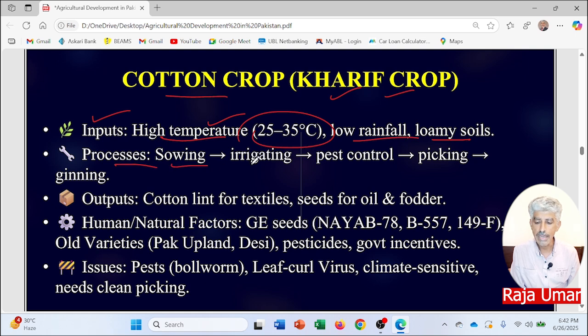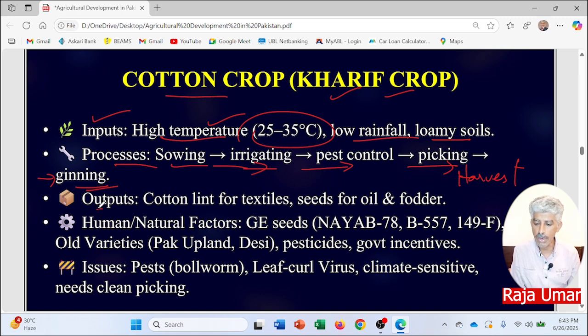Processes: sowing, and then after sowing irrigation is done, then pest control sprays are applied, as this is a really sensitive crop towards pests, and during the rainy season there are surely pest attacks on this crop, and they are controlled through pest sprays. Then cotton picking, which is what we call the harvest, and then it is sent to the ginning mills, where the lint, I mean the actual fiber of cotton, is separated from the seeds. That is known as the process of ginning.